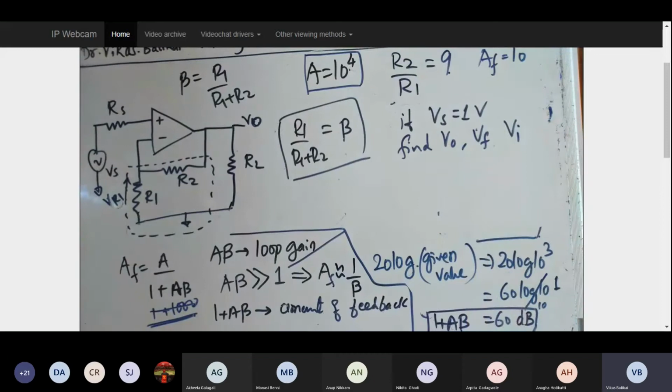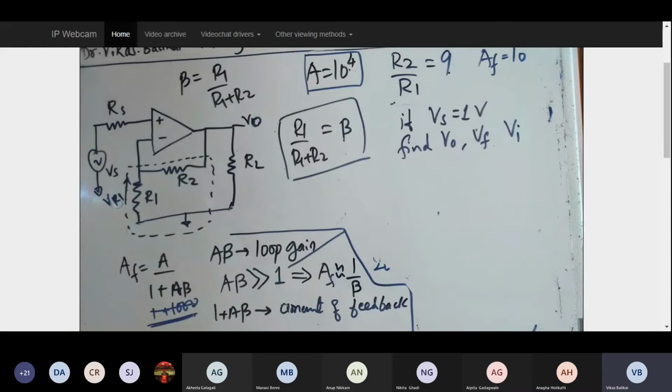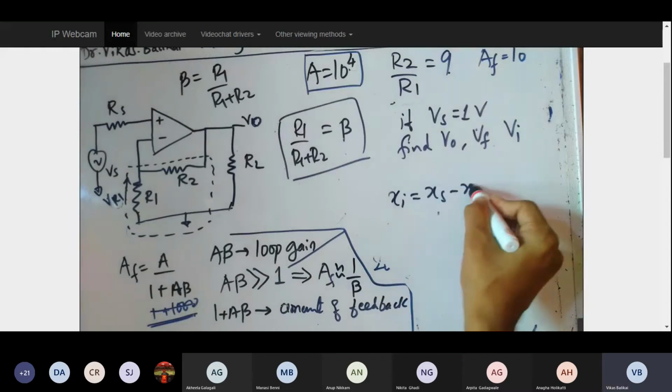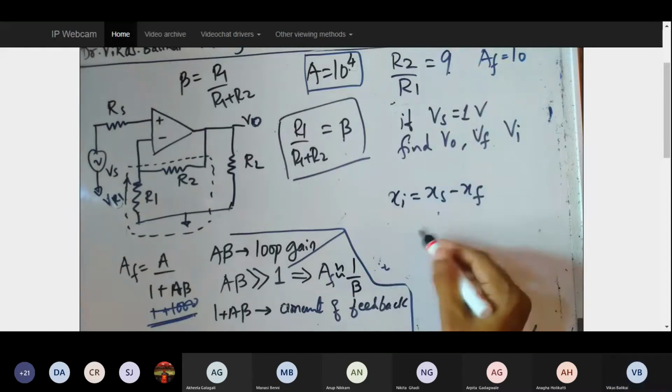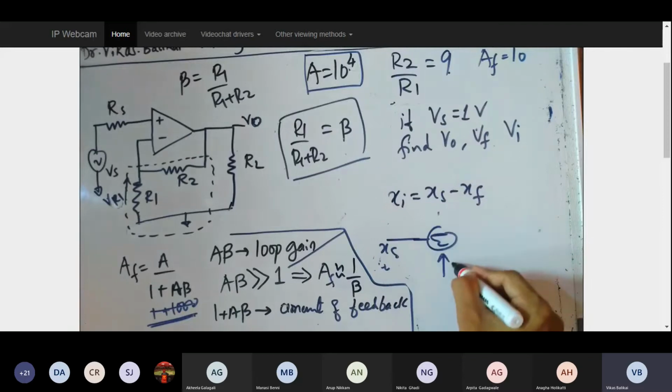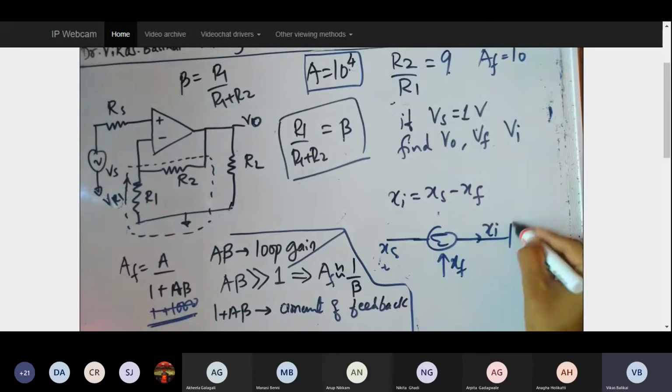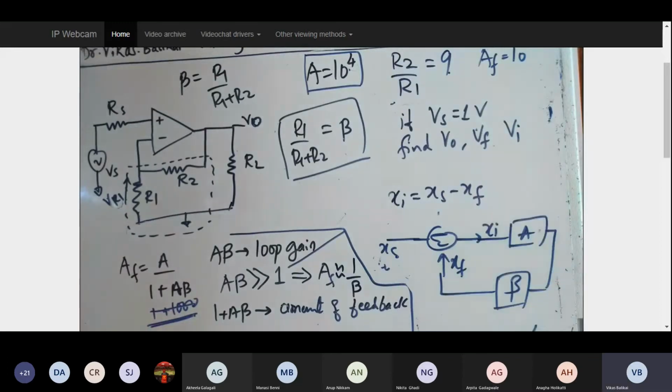And if you can remember our very first derivation, the first expression that we have done, we wrote something like this: xi is equal to xs minus xf. If you can remember, xs is the summation, xf comes from here and xi goes from here. So this is how my feedback structure was. This is the general structure of the feedback that you should remember. So from this I can say xi is equal to xs minus xf. This is the expression that I obtained from this entire general structure.